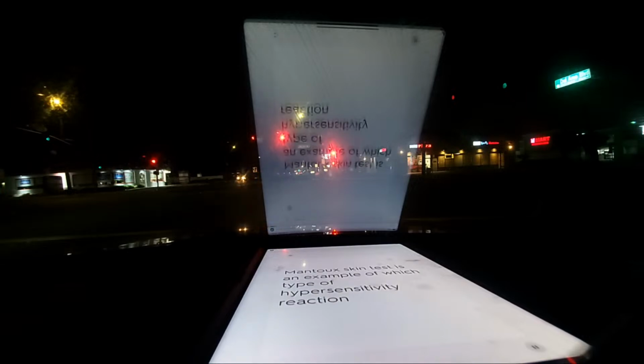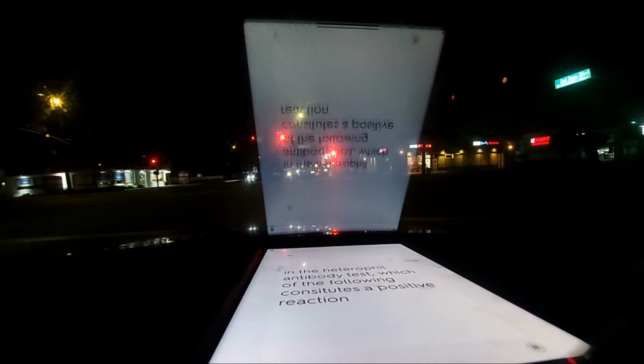Mantoux skin test is an example of which type of hypersensitivity reaction? Type 4. The cryptococcal antigen test is rapidly replacing which lab test? India ink.